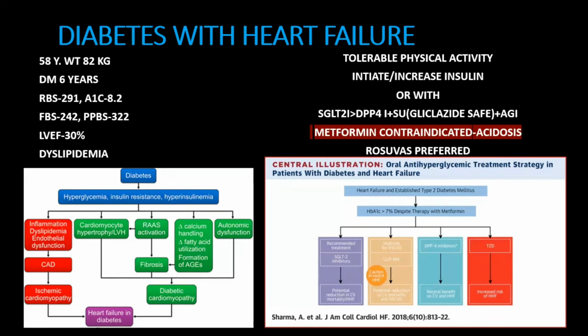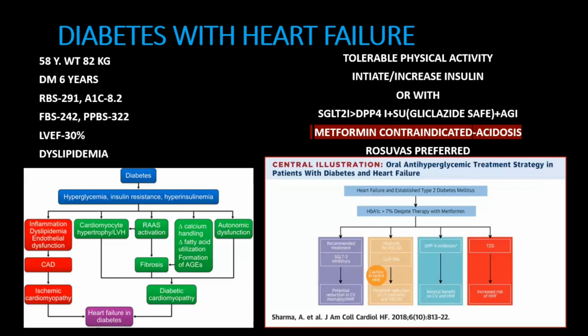With heart failure, metformin is contraindicated because it leads to acidosis, and rosuvastatin is preferred in case of heart failure. Heart failure and diabetes, due to RAS activation, fibrosis, dilated diabetic cardiomyopathy, inflammation, dyslipidemia, and endothelial dysfunction, will lead to ischemic cardiomyopathy and coronary artery disease.